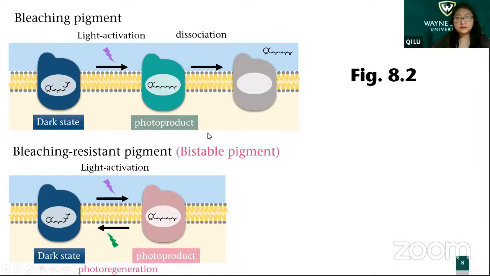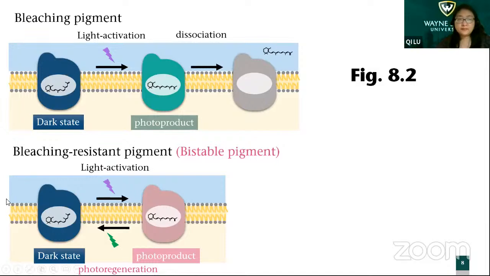For the other traditional opsins in vertebrates or in humans, in the dark state it is bound to 11-cis retinal. After capturing a photon, it changes the conformation to all-trans retinal, and the opsin changes to another conformation, another state, and then the chromophore dissociates from the protein part of the pigment, and the whole pigment becomes inactivated.